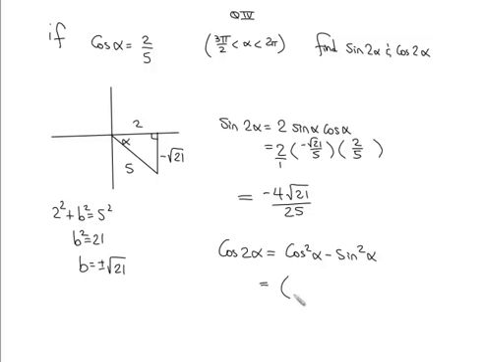That's going to be cosine of alpha squared minus sine of alpha, the whole thing squared. Cosine, we know, is adjacent over hypotenuse, 2/5. Sine we know is negative square root of 21 over 5. This becomes 4 over 25, minus, when I square this negative, it becomes a positive, and I get 21 over 25. And so this ends up being negative 17 over 25. And so that is our cosine 2 alpha value.